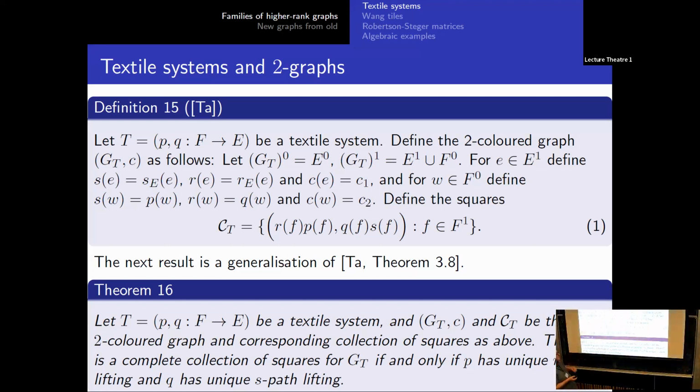And then suppose you're a textile system and look at the corresponding collection of squares you got. So what are those collection of squares? They're exactly the square I drew a minute ago with the R_F and P_F on them. Then that collection is a complete collection of squares if and only if P has unique R path lifting and Q has unique S path lifting. So there is some structure at work there. You're not going to get a complete collection all the time, but look out for it.